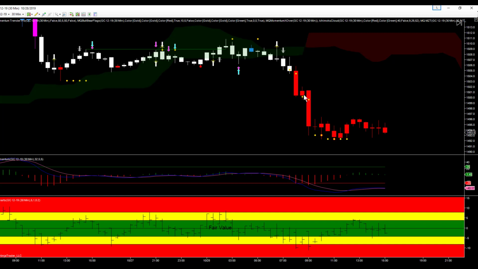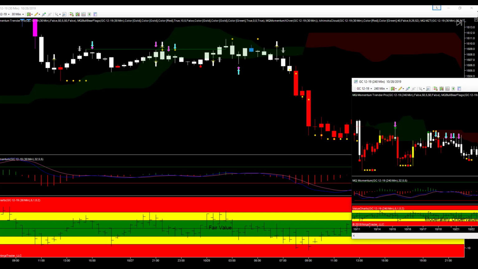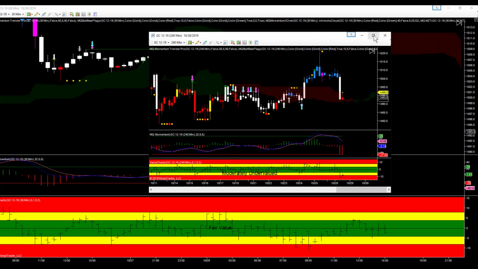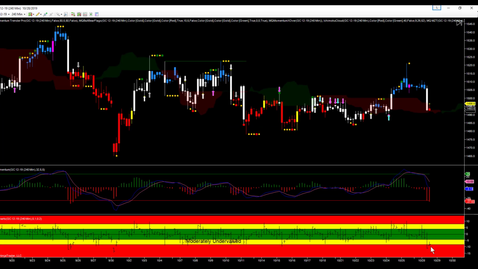We set up our bear flag on the 30-minute chart. We triggered it to the downside. We hit significantly undervalued again, and that's where we took profits. And while that was happening, here on our 240-minute chart, we hit significantly undervalued right in there. And again, that suggested that we were done trading short for the morning.